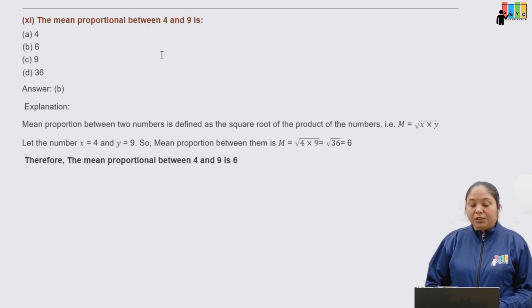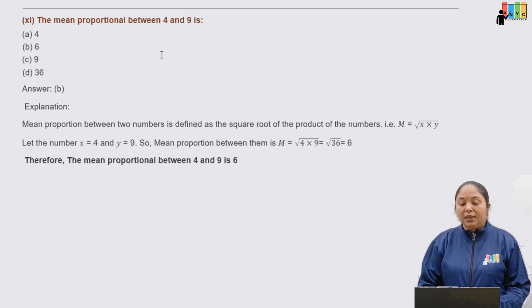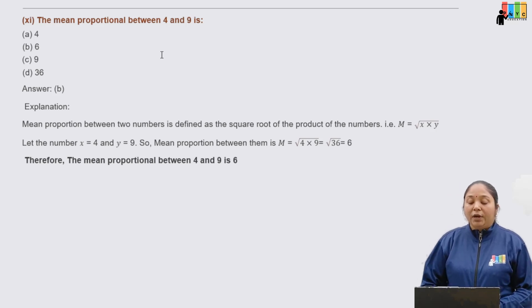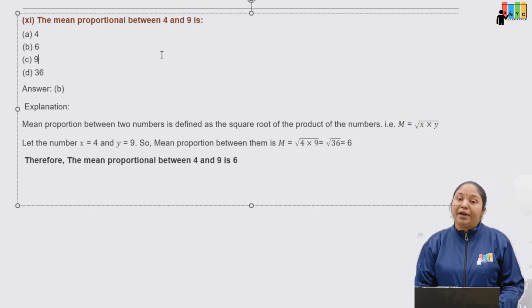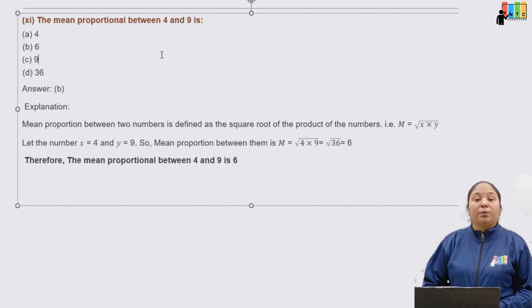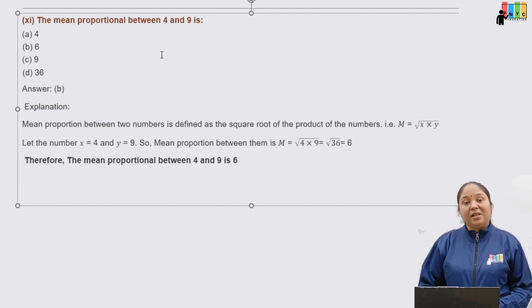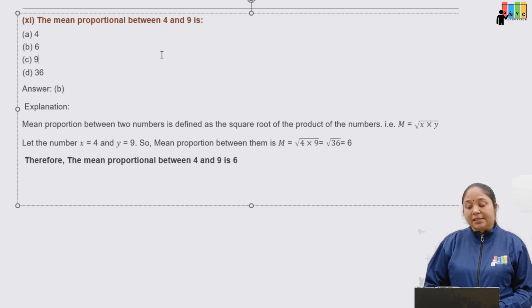Now 11th question. The mean proportional between 4 and 9 is. Now how to find out mean proportion? Mean proportion is m is equal to under root x into y. So the mean proportion between the two numbers is defined as the square root of the product of the numbers. That means m is equal to under root x into y.